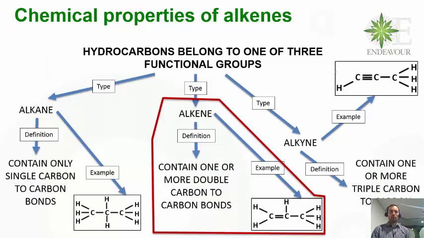So let's remember where the alkene sits in comparison to our other groups. The alkane had single bonds and the alkyne has triple. So the difference between these and our alkene is the fact that we've got that double carbon-carbon bond in the structure there.